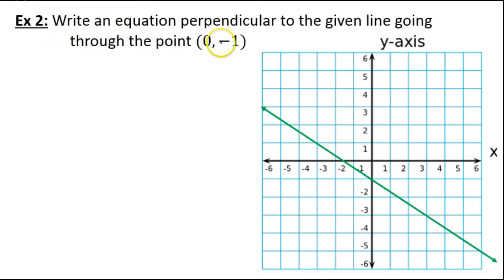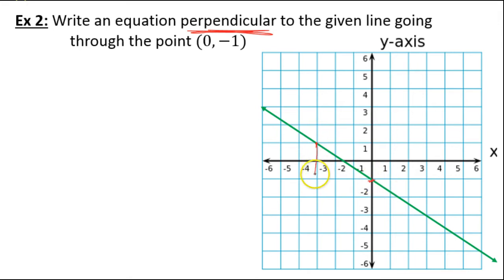So right off the bat, there are 2 things we have to do. First of all, read the directions, and then we have to write an equation perpendicular to the given line going through this point. So for the given line here, we have to figure out whatever this slope might be. I'm going to take a look at this point. I know that this point intercepts both my x and y axis nicely. And then I'm going to locate another one that does pretty much the same thing. Here it is. Let's look at that one.